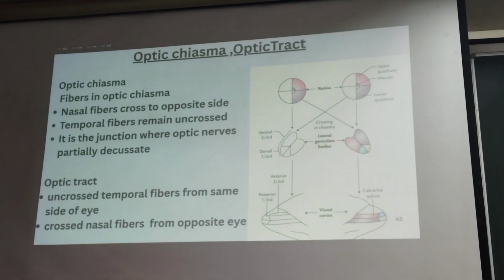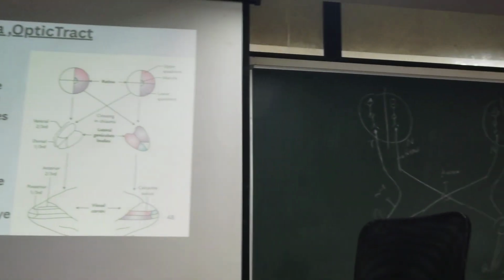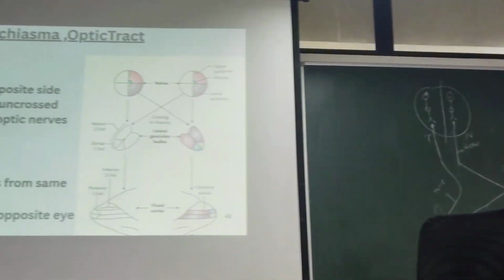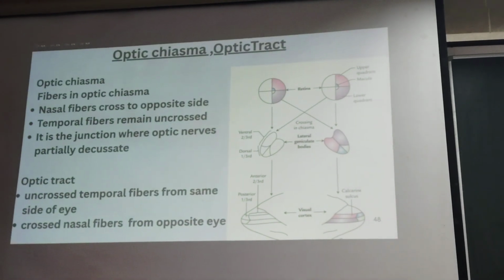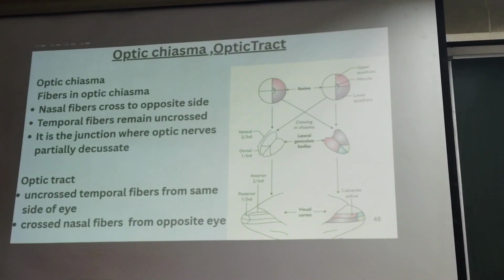Now here you can see the same is shown, that is the nasal fibers are crossing but the temporal fibers will pass on to the same side, and therefore there is kind of partial crossing occurring in the optic chiasma, and further the optic tract, which consists of the crossed nasal fibers and the same side temporal fibers, and finally the calcarine sulcus in the occipital lobe, which is basically the optic cortex.